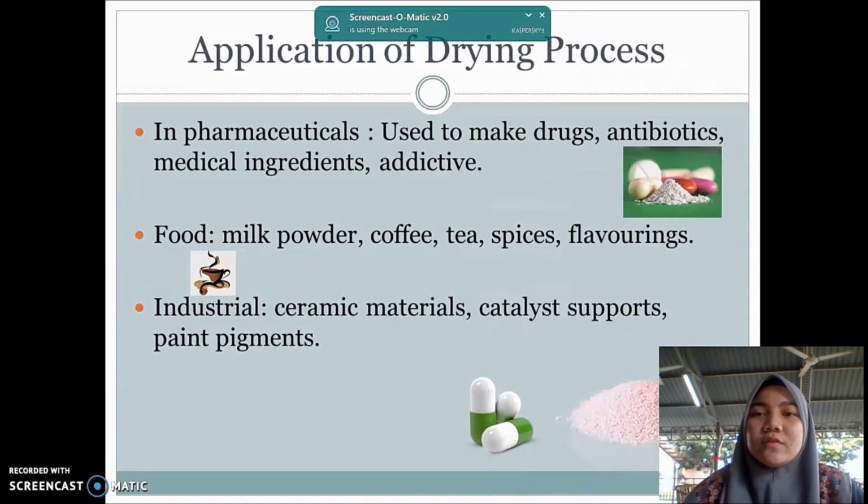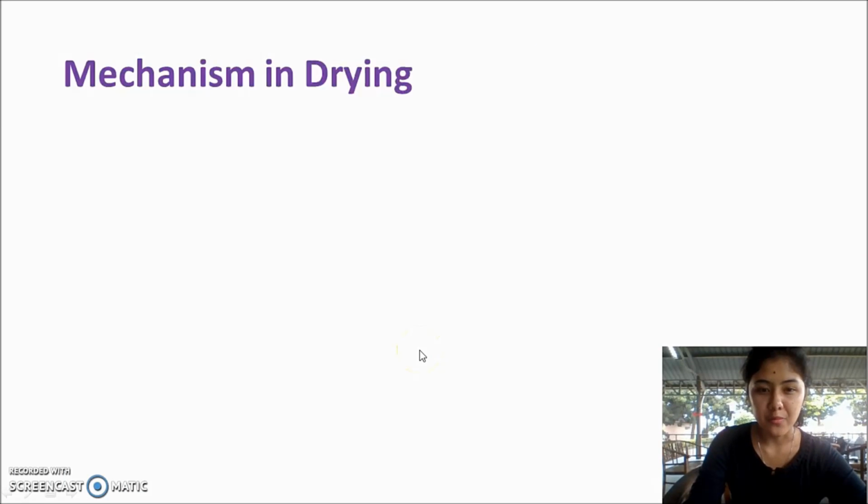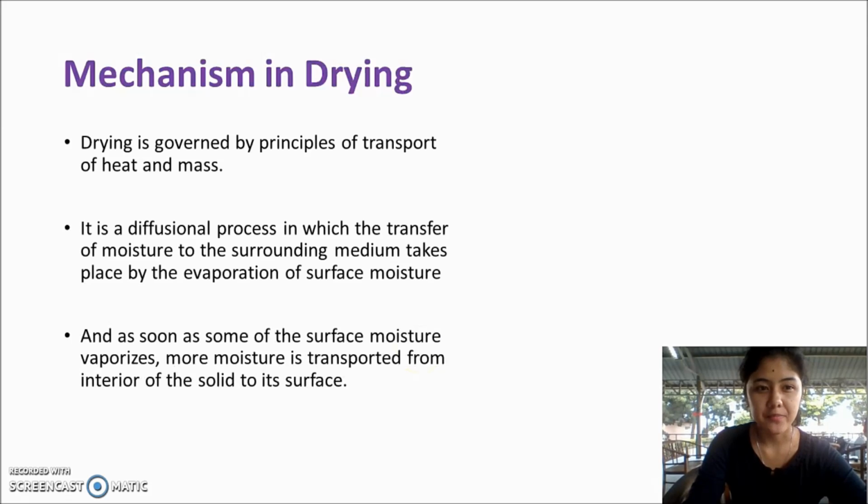There are many applications of the drying process in our daily life. For example, in pharmaceuticals, it is used to make drugs, antibiotics, medical ingredients, and additives. For food, it is used to produce milk powder, coffee, tea, spices, and flavorings. And in industry, it is used for ceramic materials, catalysts, and paint pigments. Now I'm going to talk briefly about the mechanism of drying.